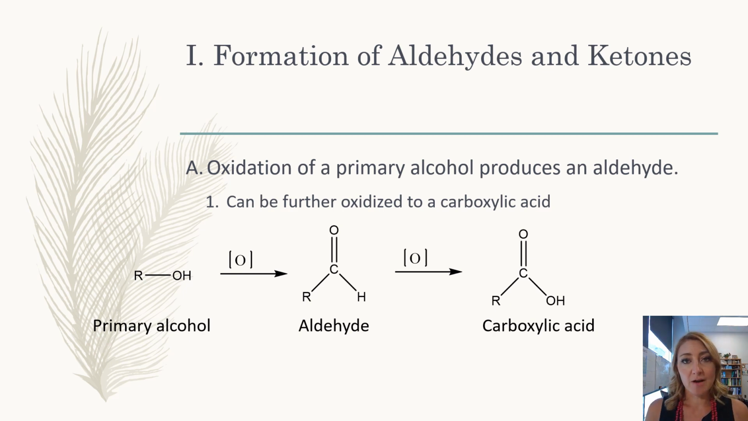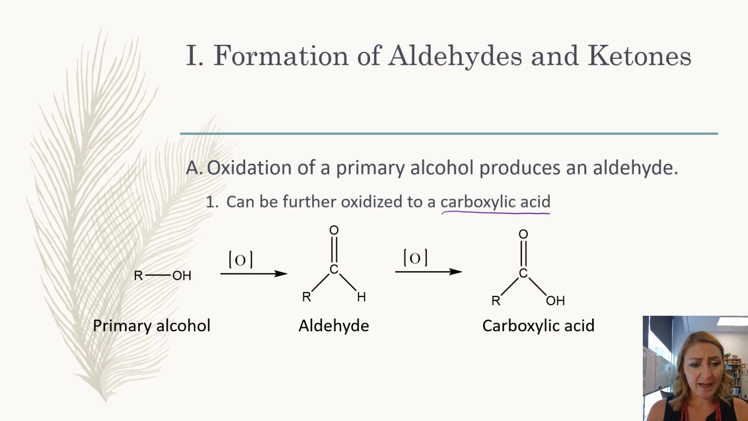So a primary alcohol has a different product when oxidized than a secondary alcohol than a tertiary alcohol. So to get an aldehyde, you have to start with a primary alcohol. And remember, this can be further oxidized to produce a carboxylic acid. So if you start with a primary alcohol and you oxidize it, make sure that you show this reaction all the way through to carboxylic acid.